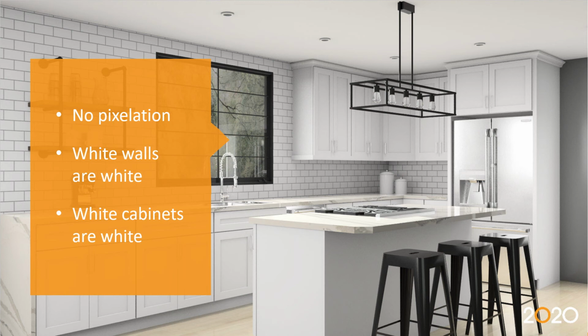You can see the reflections are nice. And one of the challenges that we had with our previous version of 2020 Design is that it was kind of hard to get white to appear white. So in this case, as you can see, the walls appear white. The cabinets also appear white. No pixelation, whites are better, and definitely you'll get those white cabinets more.